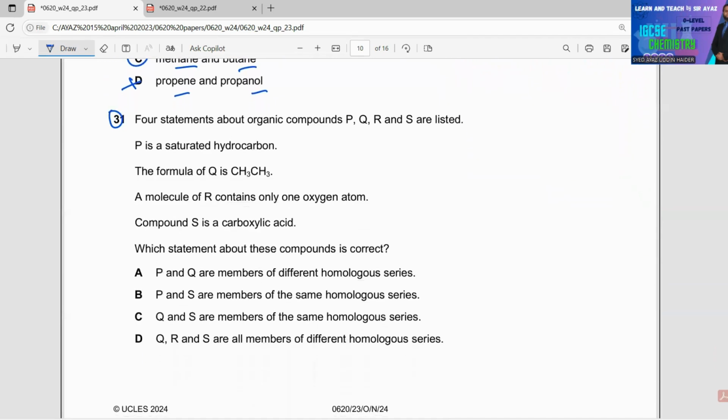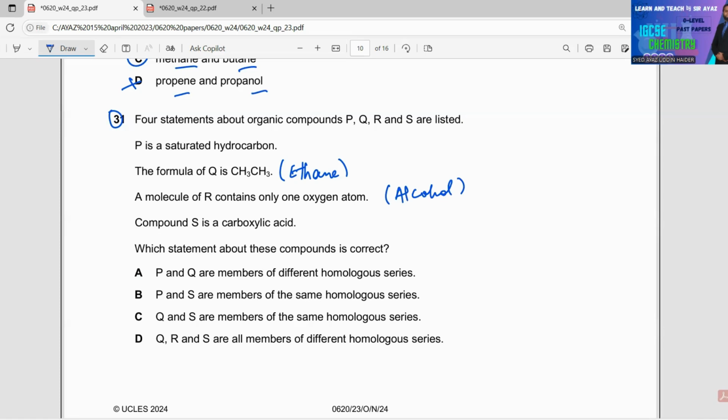31. Four statements about organic compounds P, Q, R, and S are listed. P is a saturated hydrocarbon. The formula of Q is CH3CH3. It's ethane. A molecule of R contains only one oxygen atom. So in our syllabus, the family which contains only one oxygen atom must be alcohol. Compound S is a carboxylic acid. Which statement about these compounds is correct?